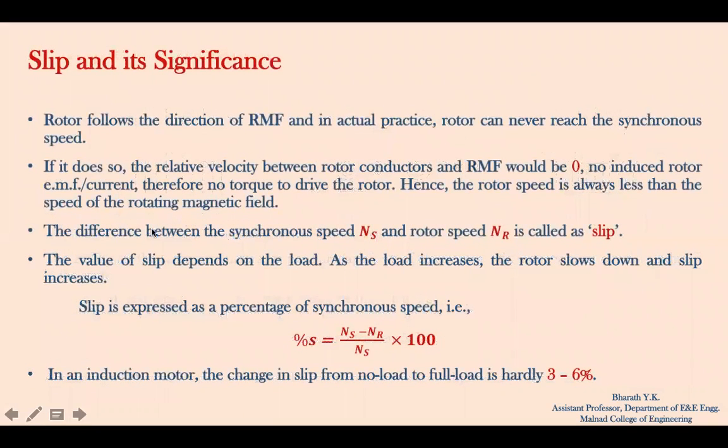The difference between the synchronous speed ns and rotor speed nr is called slip. The value of slip depends on load basically. As the load increases, the rotor will slow down and the slip increases. The slip is expressed as a percentage of synchronous speed, that is (ns minus nr) divided by ns into 100. Practically, in an induction motor, the change in slip from no load to full load is normally 3 to 6%. That's it.